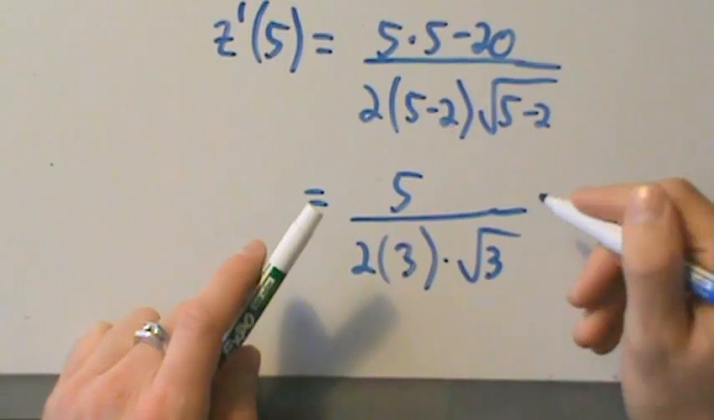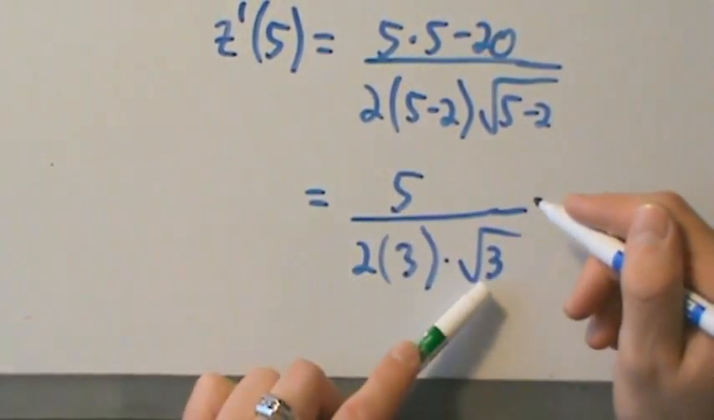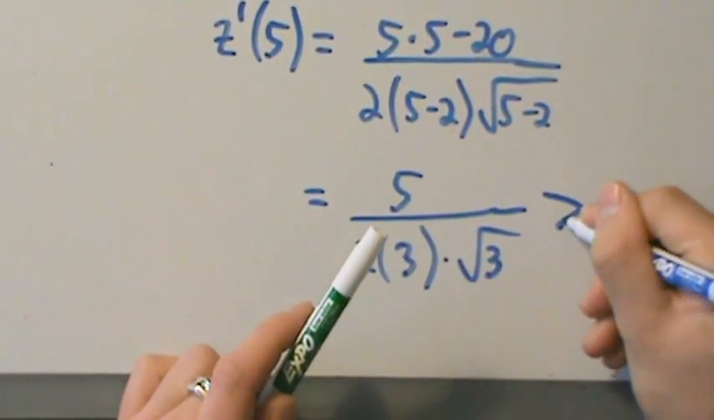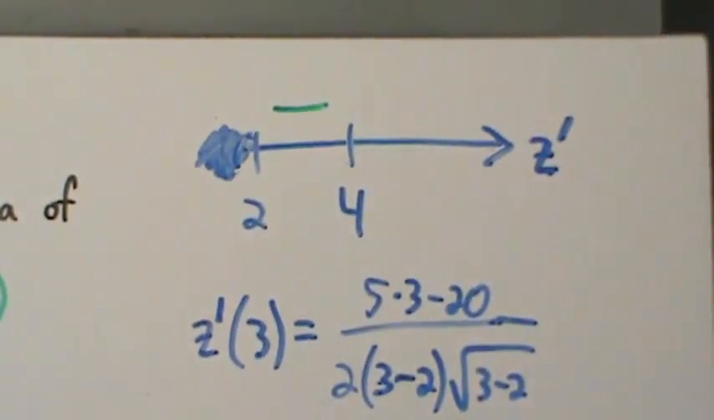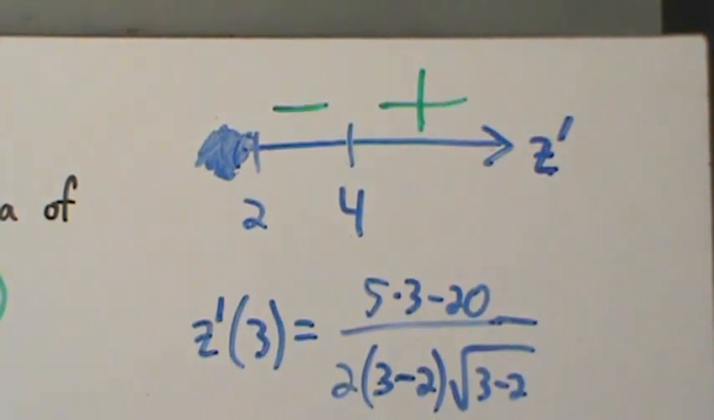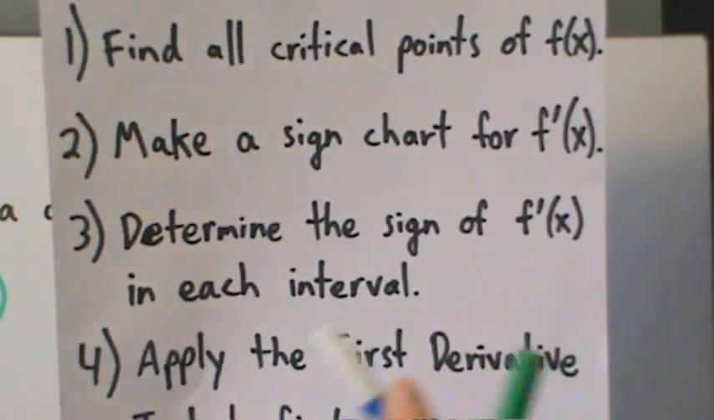So actually, everything here is positive, right? 5 is positive, 2 is positive, 3 is positive, square root of 3 is positive. So just a bunch of positive numbers being divided and multiplied. So this whole thing is positive. So if we come back up here, we know the derivative is positive in this entire interval. All right, so that was step 3. Determine the sign of the derivative in each interval.